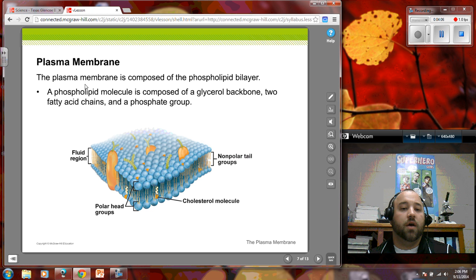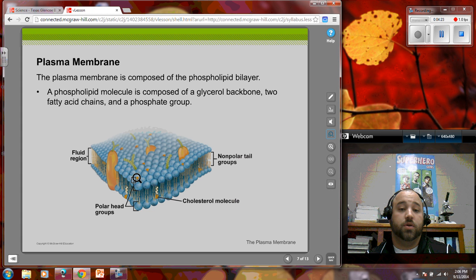Plasma membrane. The plasma membrane is composed of a phospholipid bilayer. That's what I was just talking about. A phospholipid molecule is composed of a glycerol backbone, two fatty acid chains, and a phosphate group. So that's one phospholipid molecule. Let's see if we can zoom in on that.